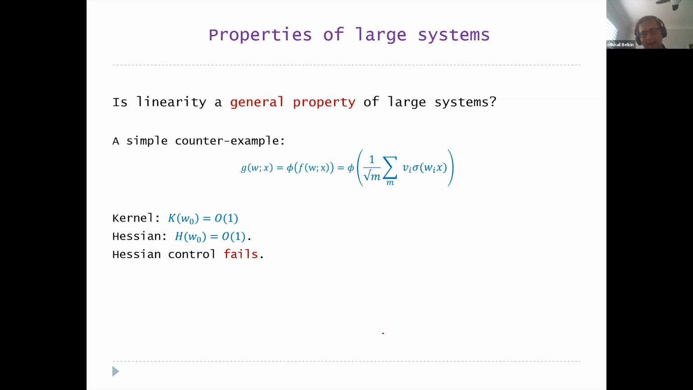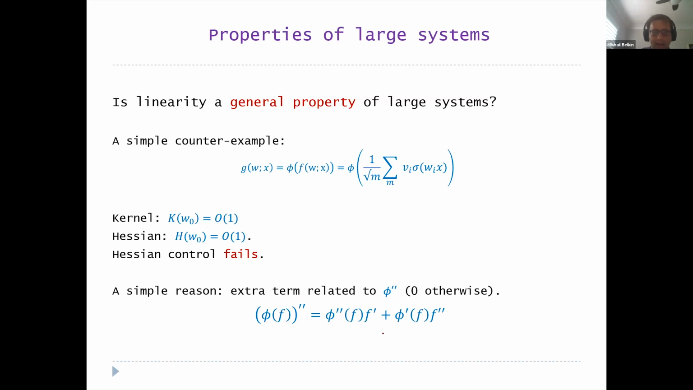I'm going to take exactly the same neural networks as before, except I'll just put one nonlinearity on the output. Now this nonlinearity phi can be just anything. It really doesn't matter what it is. And I'm claiming that as long as phi is nonlinear, Hessian control will fail. The Hessian will not be 1 over square root of m. And actually, this is the same formula as before. It's essentially the fact that now this second derivative will have an extra term, and this term will be of the wrong order. I'm not going to go through it, it's easy to see, I can just plug in the formula, but it's going to become too much notation.